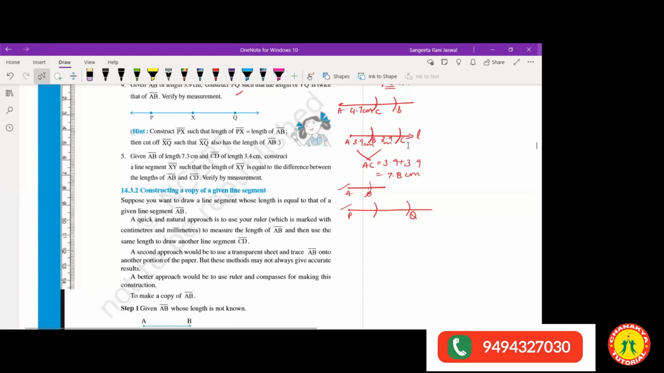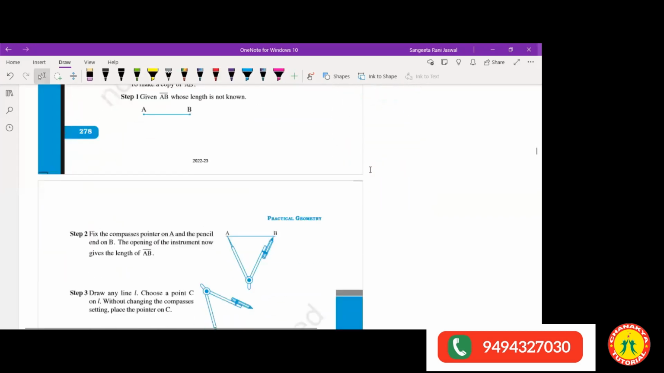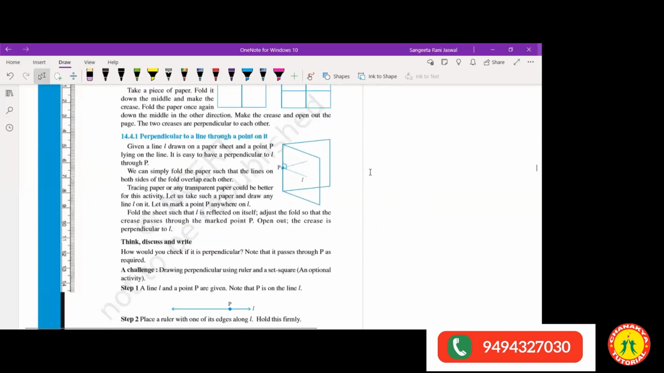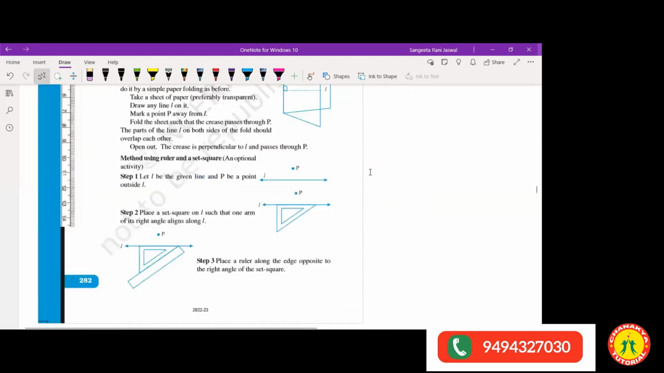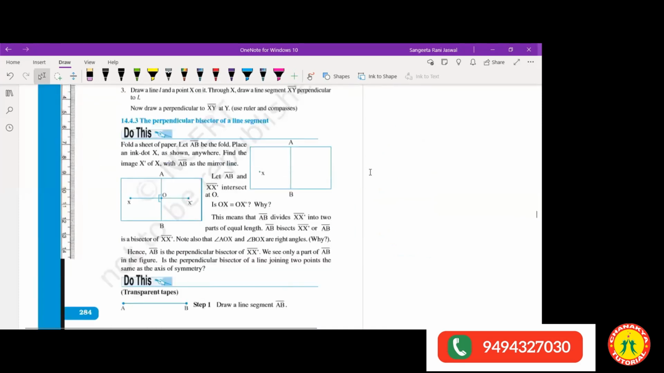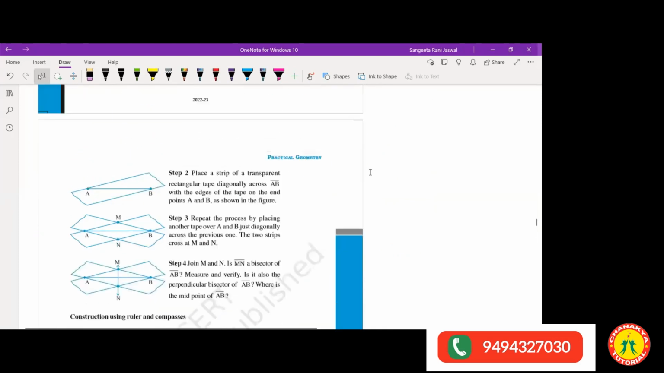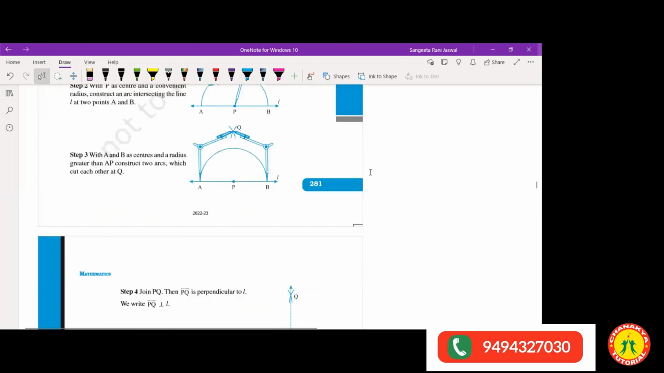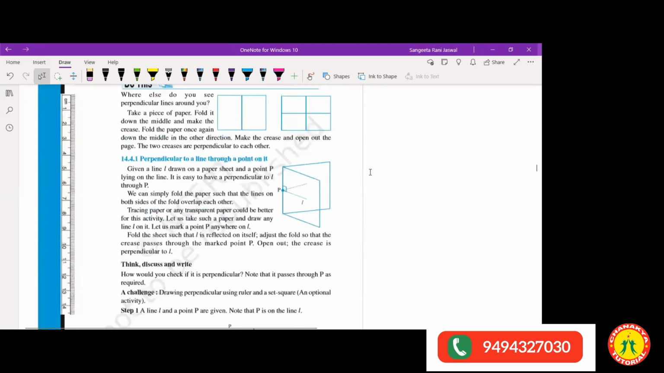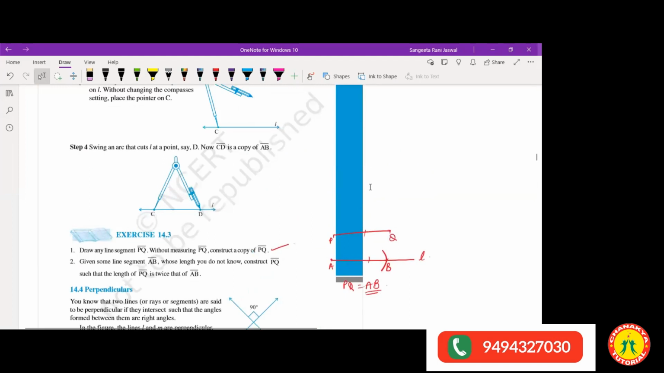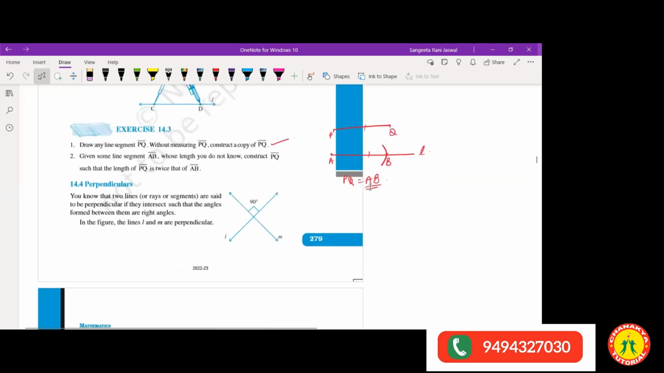Same thing you have to do here. Do this question number 2 yourself quickly. Very few minutes are left. Only 4 minutes are left for the class to get over.